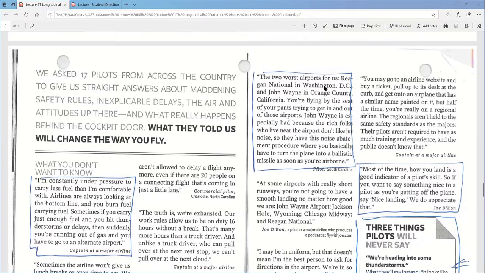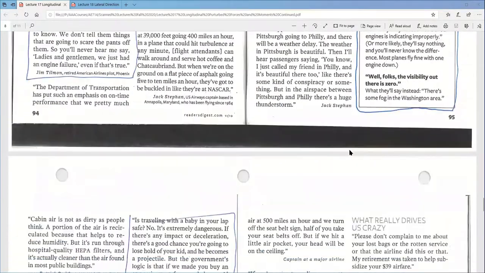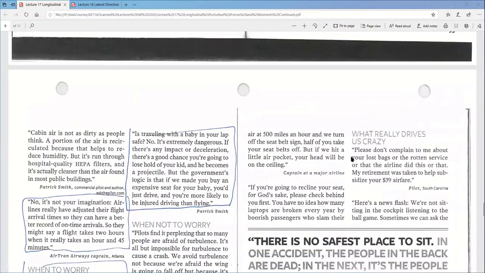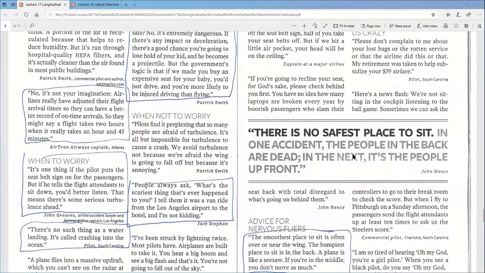They talk about two of the worst airports to go in and out of just because of the noise abatement procedures: Washington Reagan, and John Wayne out near LA. Yeah. And there's another one related to LA. Let's see, where is it? Oh, here. People always ask, what's the scariest thing that ever happened to you? And I tell them it was the van ride from the Los Angeles airport to the hotel.